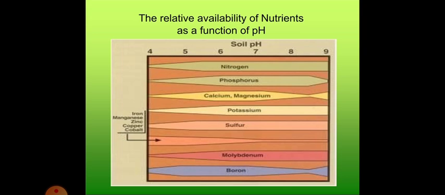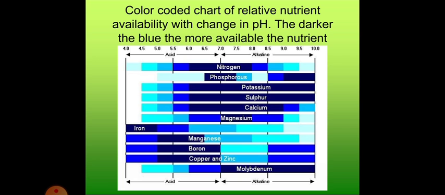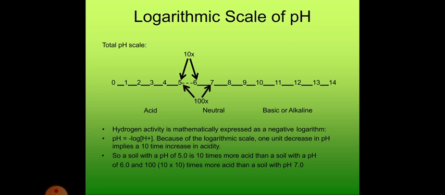This figure shows the relative availability of nutrients as a function of pH. Color-coded chart of relative nutrient availability with change in pH. The darker the blue, the more available the nutrient, as shown in the figure. Logarithmic scale of pH, total pH scale.